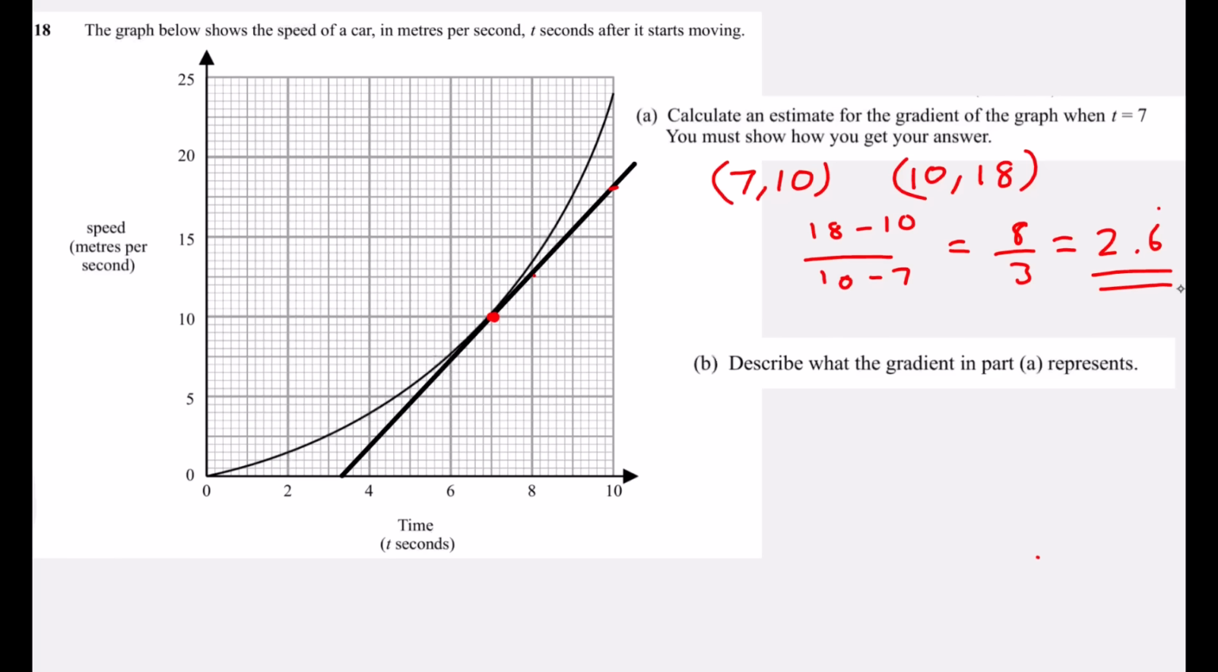Describe what the gradient in part A represents. So on a speed time graph, the gradient is the acceleration, and the area under the graph is the distance. So the area under is the distance, and the gradient is the acceleration.